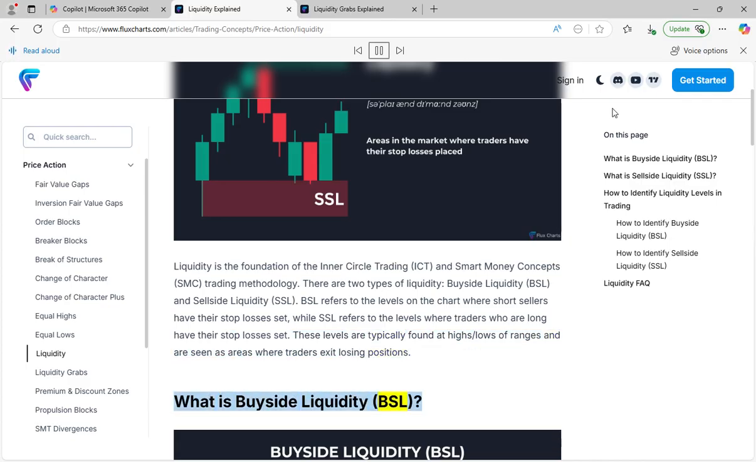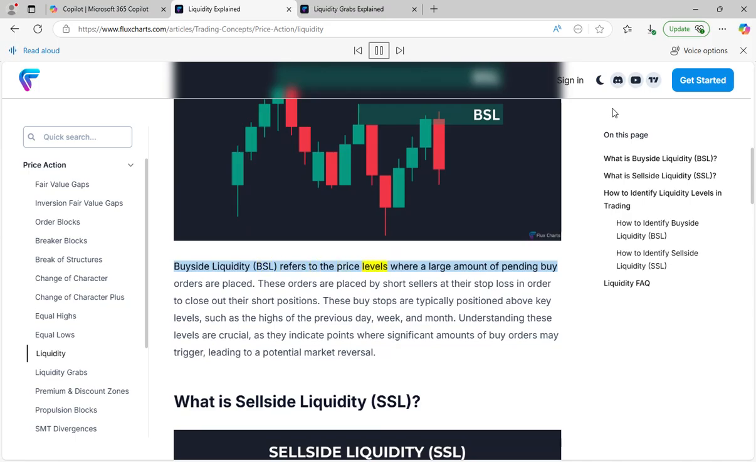What is buy-side liquidity, BSL? Buy-side liquidity refers to the price levels where a large amount of pending buy orders are placed. These orders are placed by short sellers at their stop loss in order to close out their short positions. These buy stops are typically positioned above key levels, such as the highs of the previous day, week, and month. Understanding these levels is crucial, as they indicate points where significant amounts of buy orders may trigger, leading to a potential market reversal.